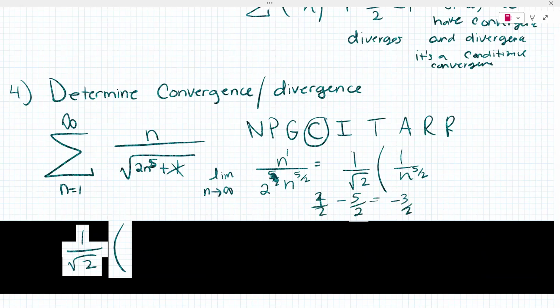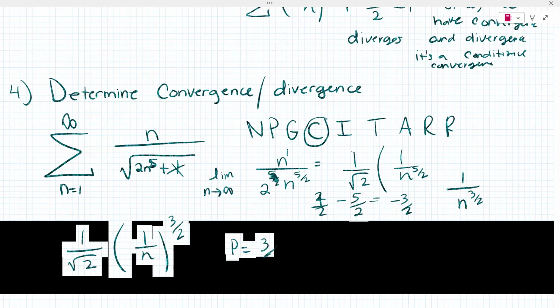So that's the same thing as 1 over n to the 3/2 on the bottom because this is negative 3/2. And that could be expressed as 1 over n raised to the 3/2, right? Now we have a p-series, and we know that the p is going to be 3/2, and it's technically greater than 1, so we know it converges.